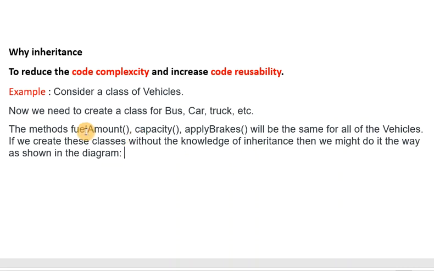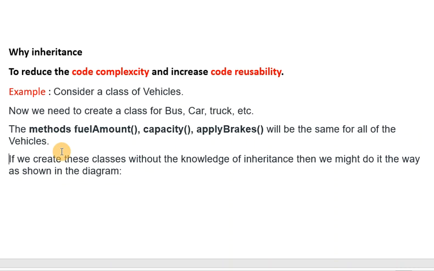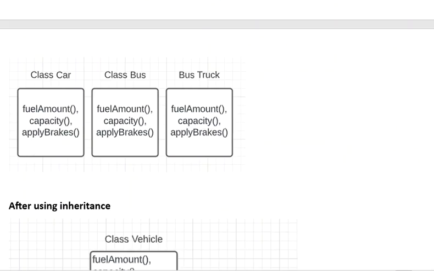So we can see here, these are the methods which are common in all the vehicles like bus, truck and car, and you can see they will be the same for all the vehicles. So if we create these classes, what classes? Bus, car and truck. If we are going to create these classes without the knowledge of inheritance, then we might do it the way I have already shown in the diagram.